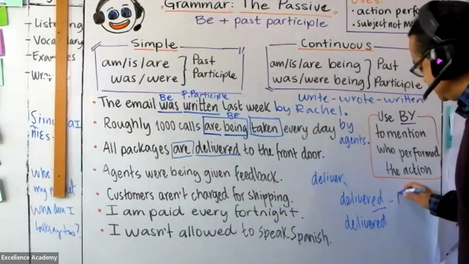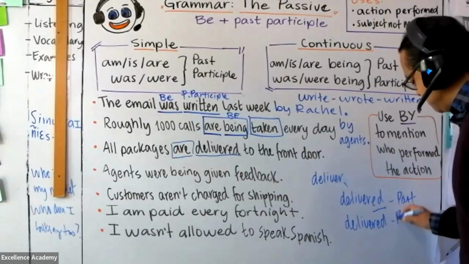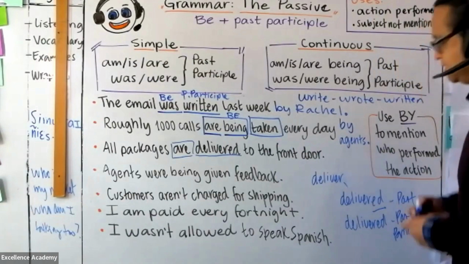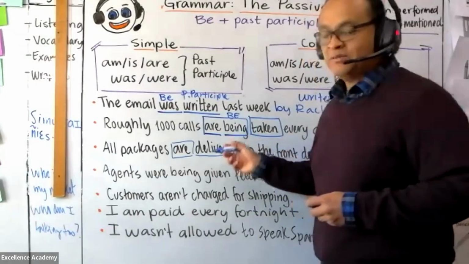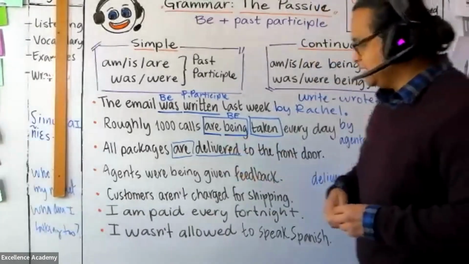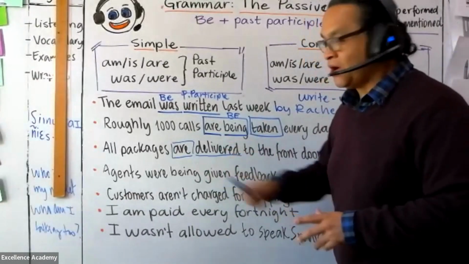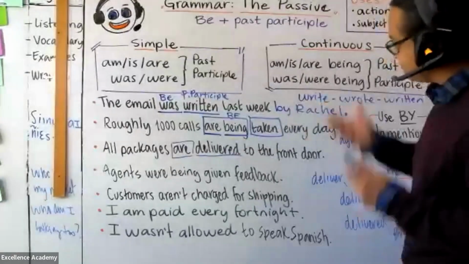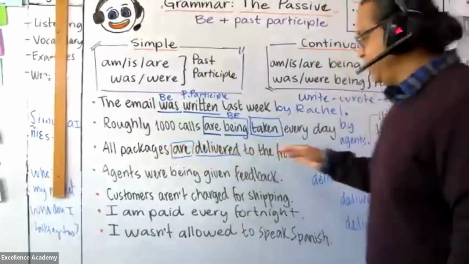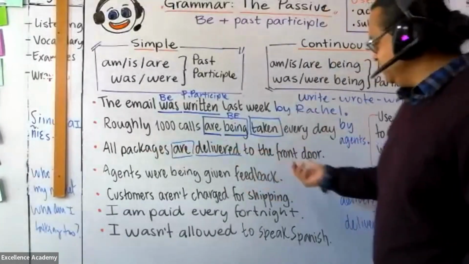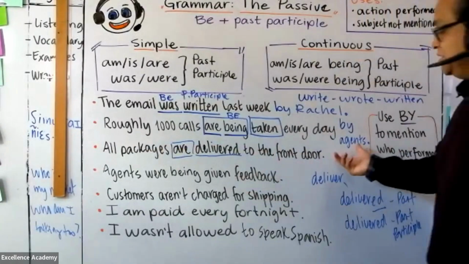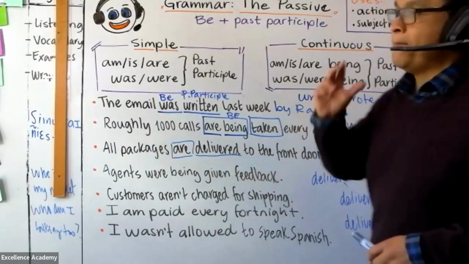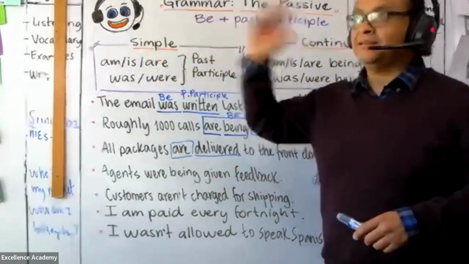So this would be, let's say, past, and this would be our past participle form. So with regular verbs, it's quite easy because the participle form will always be the same as the past tense. So that's what we've got here. Are delivered. Just make sure to pronounce it correctly. So all packages are delivered to the front door. I think it's obvious, right? It's obvious that we don't need to mention who's performing the action, but if we need to, we could say all packages are delivered to the front door by the delivery person.